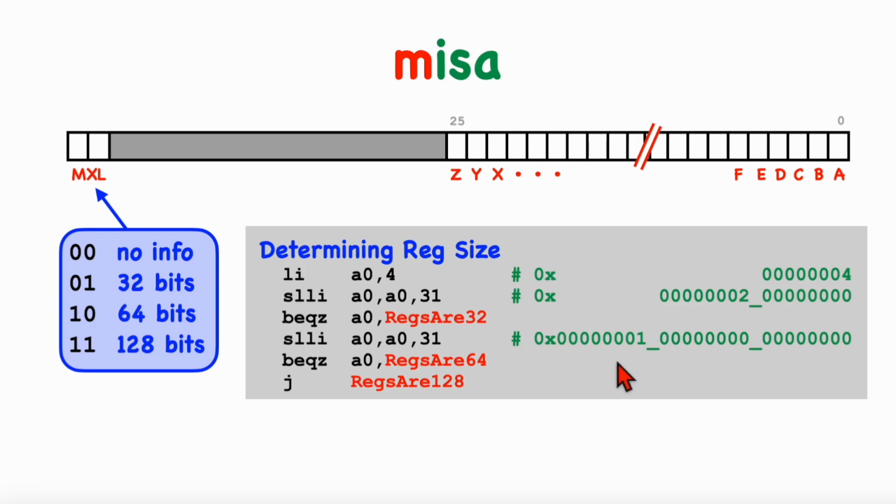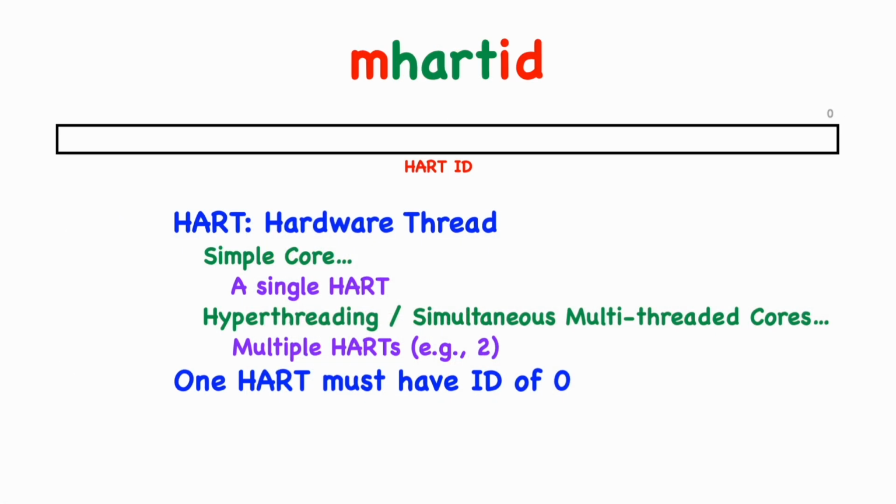If this is a 64-bit machine, the register will contain all zeros, so we test it and jump to regs R64, and otherwise we know we're running on an RV128 core. Since this code snippet is shorter than the one on the previous slide, and since we know we have to execute it anyway, it's not really clear to me why you'd ever want to bother using the mxl field in this register. In multi-core systems, code needs to be able to determine which core it's running on.